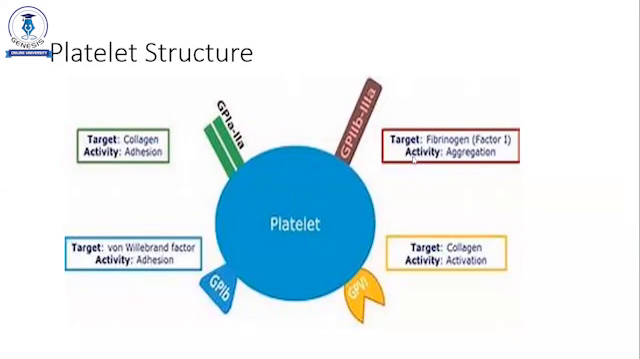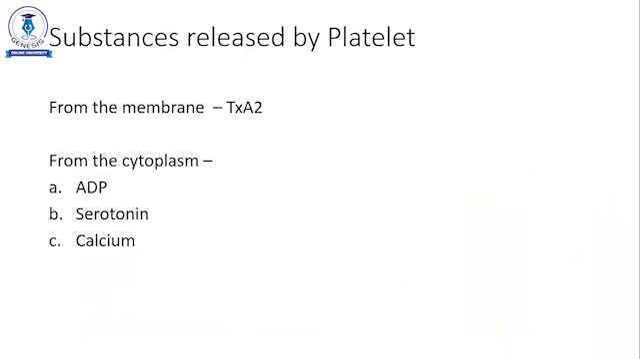The next thing is, what are the substances released from platelets? In the platelet, there are many substances which are released. Some are from the membrane and some are from the cytoplasm. From the membrane, the substance released is thromboxane A2. The function of thromboxane A2 is to call other platelets to the place of injury. From the cytoplasm, the substances released are ADP, serotonin, and calcium. Among those three, we need to know more about ADP. This ADP helps to express the Gp2b3a receptor on its surface.